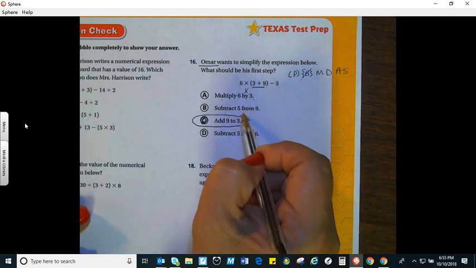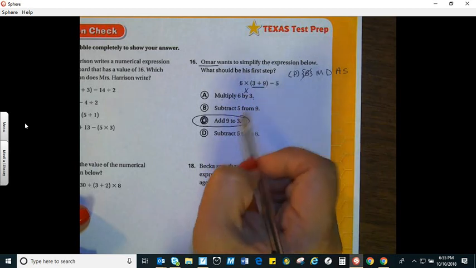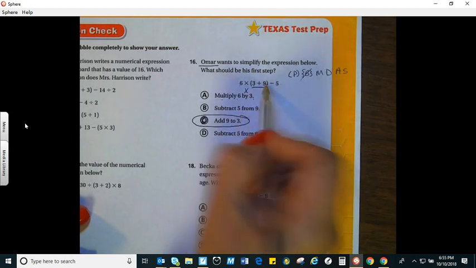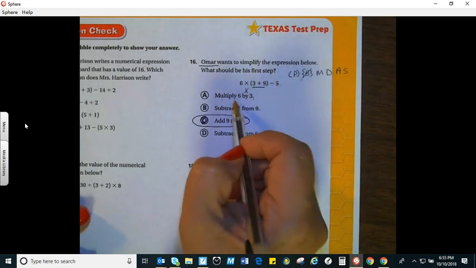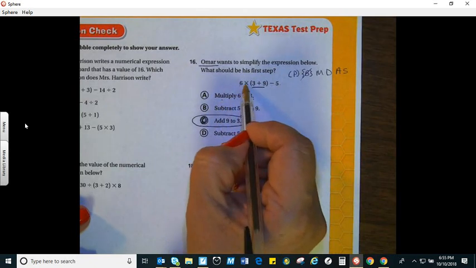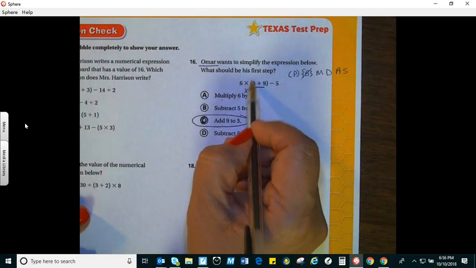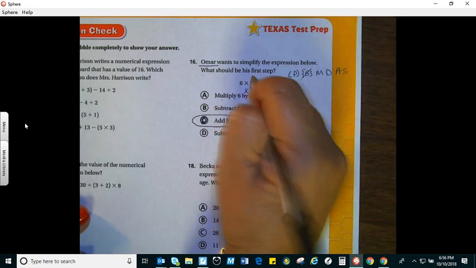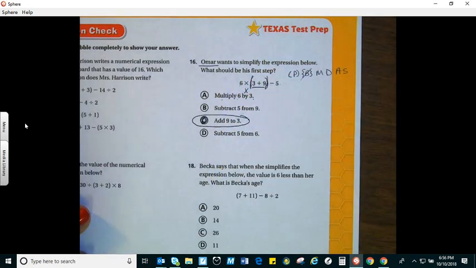Don't say that I'm subtracting 5 from 9. Don't do that again. 5 from 9? Nope, because it's in parentheses. Nor are you multiplying 6 times 3 because you have the parentheses. These tell you what you're going to do first.